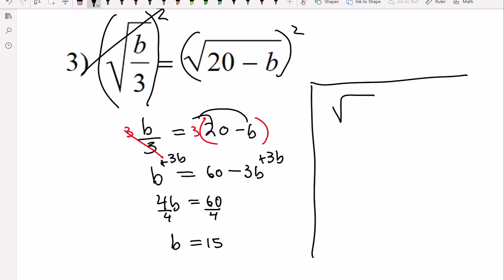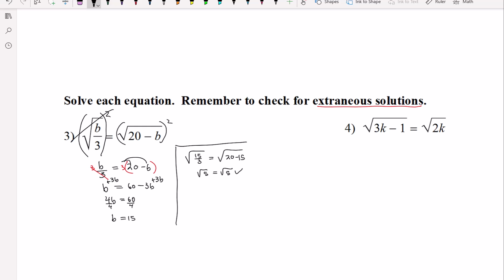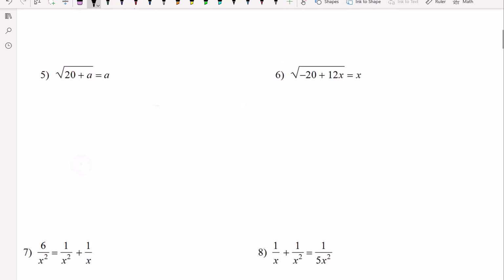So we're going to, in the radical, say 15 divided by 3 is equal to 20 minus b, which is 15. Well, 15 divided by 3 is 5, so the square root of 5 is equal. 20 minus 15 is also 5. So that works out. Okay, so number 4, same thing. You'd start by squaring both sides, and then the radical signs just go away.